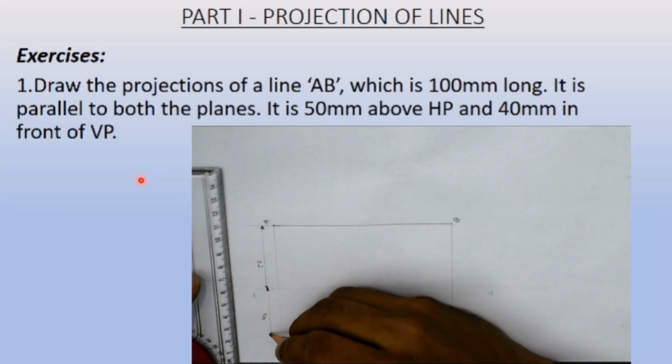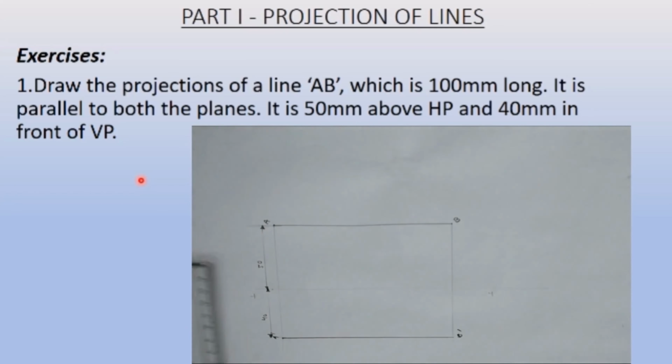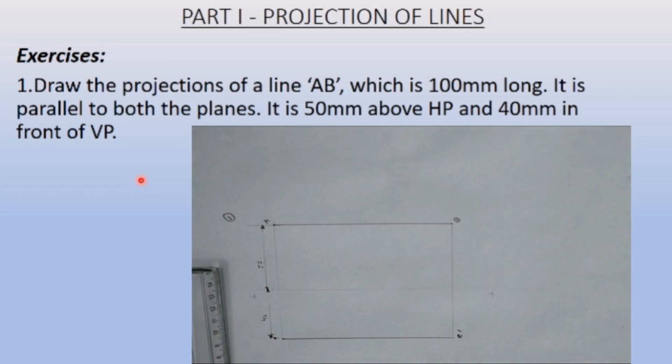This is 40. The length of the line is 100. So exercise number 1 is completed.